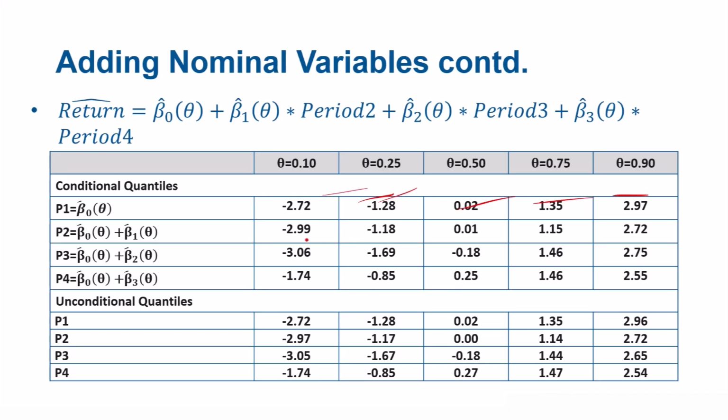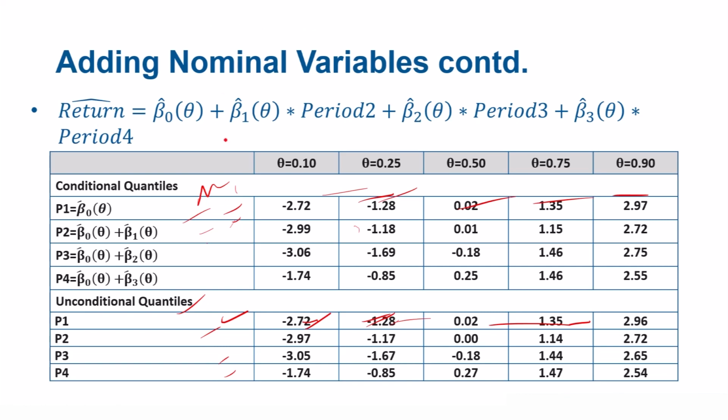Now, just to prove a point, I have also calculated unconditional quantiles. That means without running the regression, I have simply extracted P1, P2, P3, P4 separately and computed their respective quantiles. And you can see they are very similar. So the unconditional quantiles and the results with mixed data, using dummy or nominal variables for each category minus one, are also similar, which proves the point that quantile regression is effective in its use.